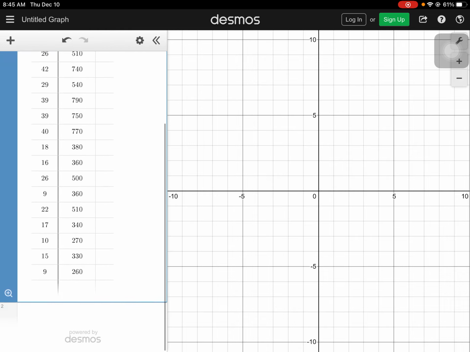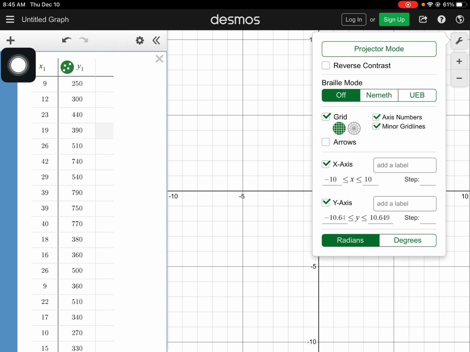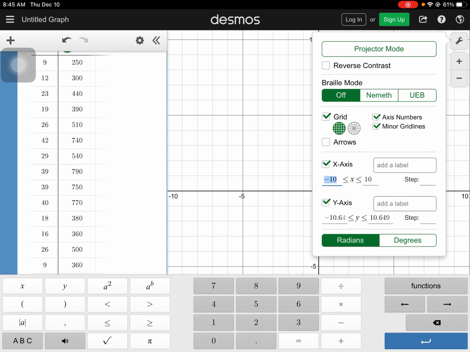Awesome. The next thing we need to do is be able to see all of these points, because if you notice on the right, we actually can't see any of these points. So in order to see the points, we need to go to the settings, and we need to change the x-axis.